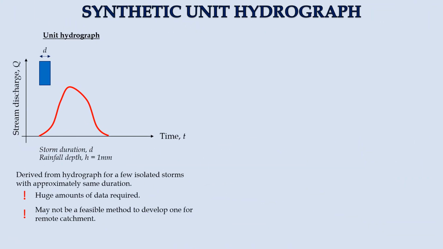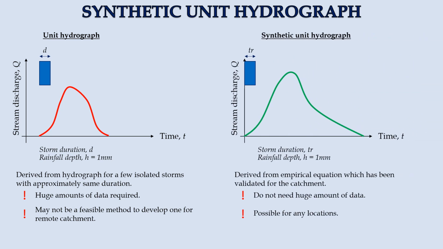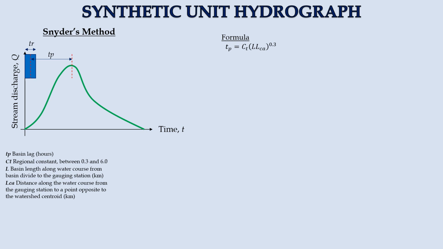The development of unit hydrograph often takes huge amounts of data and information, and this kind of effort is usually done only for limited locations. For the locations where data is scarce, synthetic unit hydrograph may be developed instead. This type of hydrograph only requires empirical equations specially validated for target catchment. One of those methods is Snyder's method.